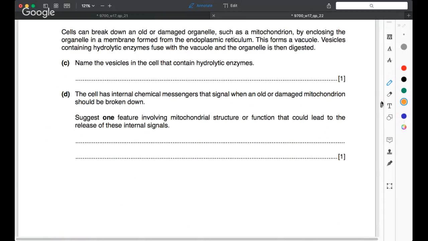For the chemical signal. So the mitochondria contains a receptor to which the chemical signal can bind. And the mitochondria can be broken down. So the question is asking specifically about one feature involving the mitochondria that could lead to the release of the signals. The cell has internal chemical messengers that signal when an old or damaged mitochondrion should be broken down.